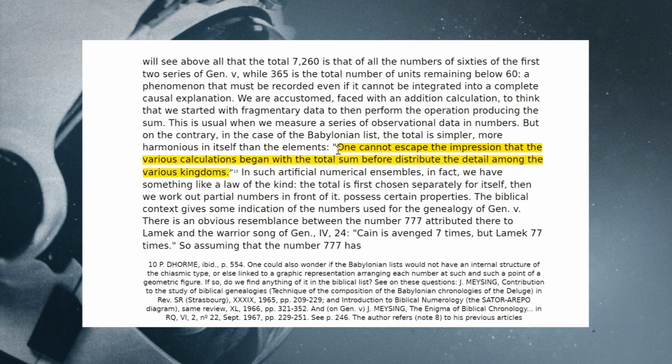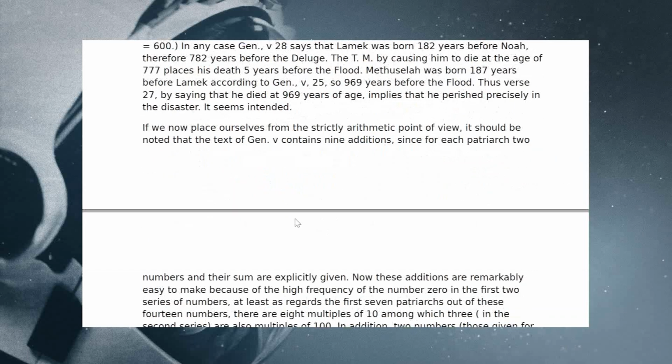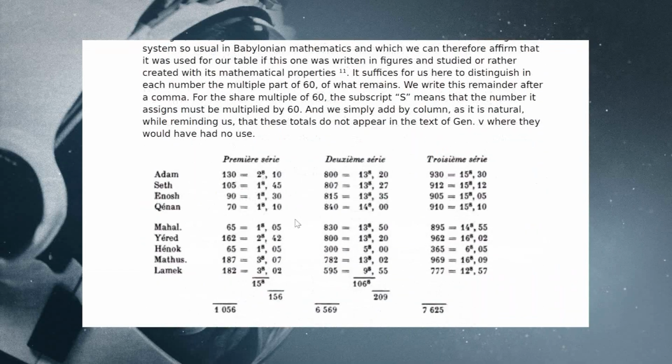And I like this statement here by this other scholar regarding the Babylonian list. He says, one cannot escape the impression that the various calculations began with the sum total before distributing the details among various kingdoms. In other words, it looks like they had an end total in mind, and then they reverse engineered the numbers from there. They kind of divvied up the numbers among the various reigns to make it make sense, but they had an end goal in mind. So continuing on, we can actually skip most of this up until this chart.